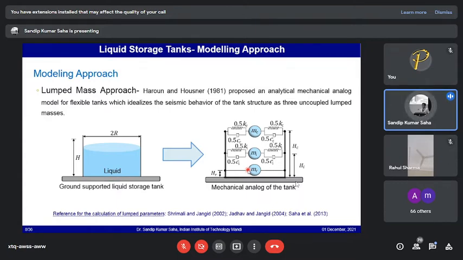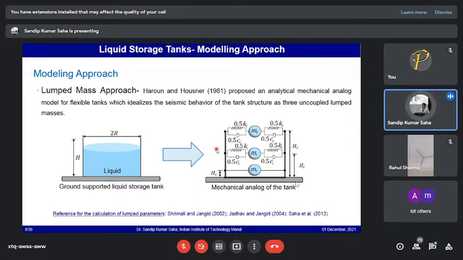Historically, several models have been proposed using lumped mass approaches, and one of the models which is typically referred to in research, as well as used in several design guidelines, was proposed by Housner. What they proposed was to divide the liquid column into three layers, and each layer has been assigned some mass, stiffness, and damping.